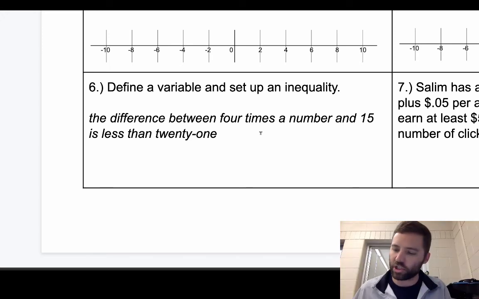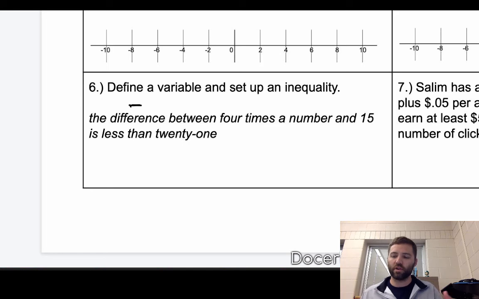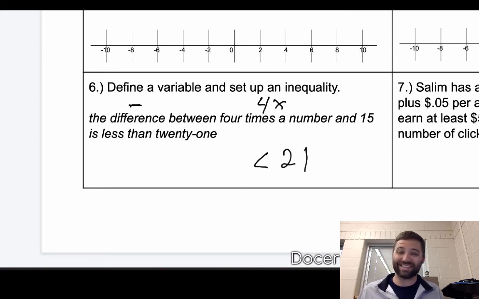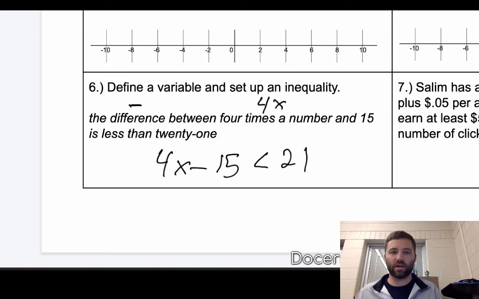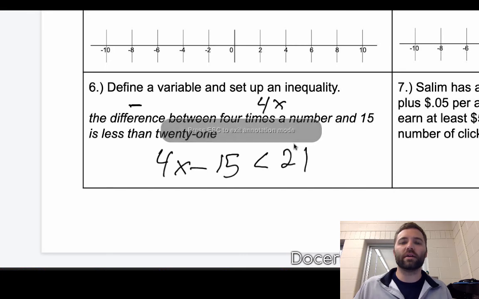The difference means subtraction. So we have the difference between 4 times a number. So when I see that, I'm thinking a number would be x, so this would be 4x, 4 times a number. And 15 is less than 21. So I know I've got this, is less than 21. And then this 4x, so it's the difference between 4x and 15. When you see the word difference or sum, you go in order of what is written after that. So it will be 4x minus 15, not the other way around. So there's an inequality based on a written statement.